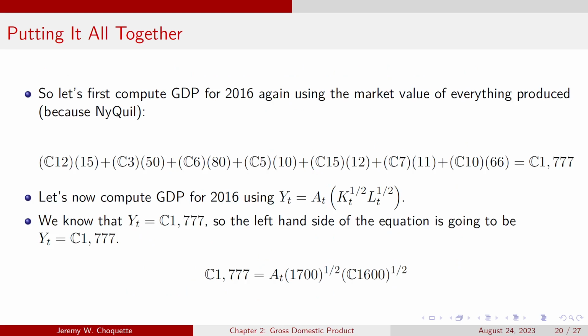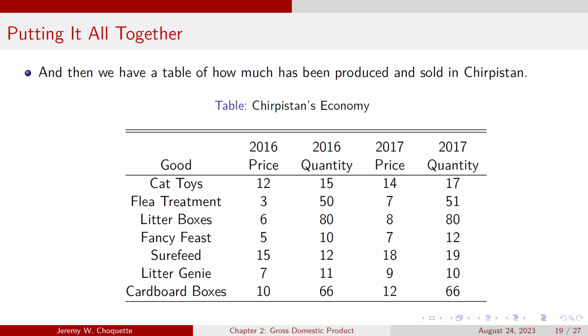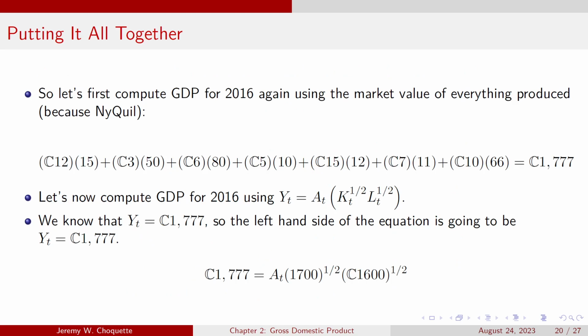So let's compute GDP for 2016, again, using the market value of everything that was produced. Well, we get 1777. And if you want to go through this and individually write them all out, feel free to push pause and work through it, and you'll see you get 1777. So that's doing it looking at the expenditure side, or the second table. But if we use the first table to compute GDP, using that formula, Y equals A times K to the 1/2 times L to the 1/2, hopefully, if everything works out properly, we would get GDP being equal to 1777 via the computation of the production function.